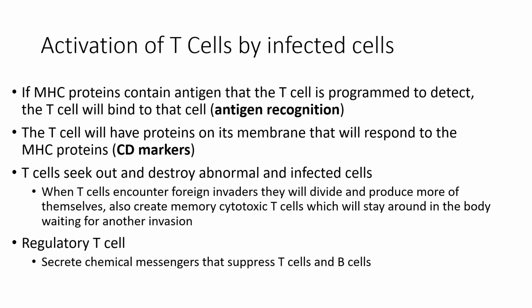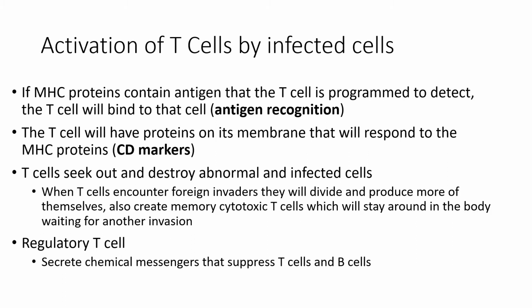When T cells encounter foreign invaders, they will divide and produce more of themselves. They will also create a memory T cell, which will stay around in the body waiting for another invasion. Now, I didn't talk about them too much before, but we did mention memory T cells when we talked about the different types of T cells.